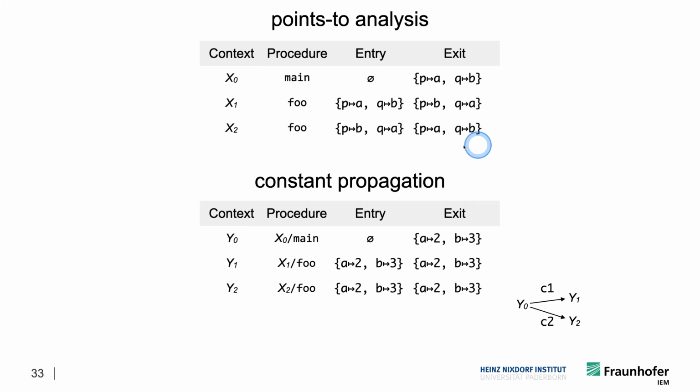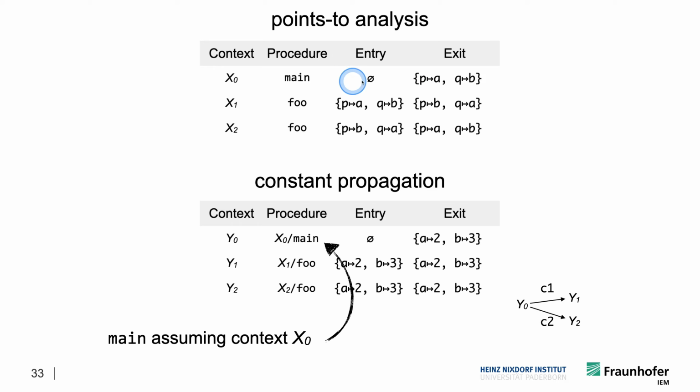What's interesting to look at now is the table that we have for constant propagation, because here you have these somewhat strangely looking entries for the procedure column. Now, what does this mean? This is telling us that we are analyzing the procedure main using constant propagation, but assuming context x0 for the pointer analysis. That's sort of specializing the procedure. It's basically saying, I'm looking at a special variant of the procedure where I'm already assuming exactly these pointer mappings here.